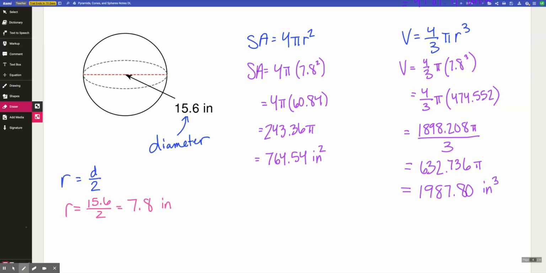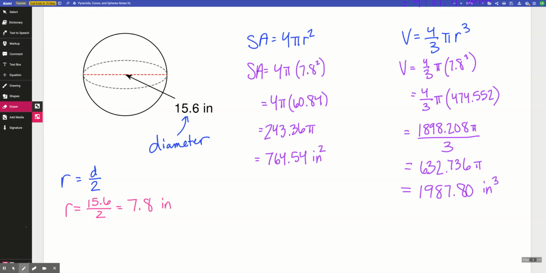So when I divide that larger number, the 1,898.208, by 3, I get 632.736, and then I still have that pi on there. So I'm multiplying that number by pi, and I get 1,987.80 if you round, and then my units would be inches cubed here because this is a volume. Now, if you rounded slightly differently than I did, especially for the volume problem, your numbers may be a little bit different than mine, but they shouldn't be so different that you think, wait, that number seems wrong, okay?